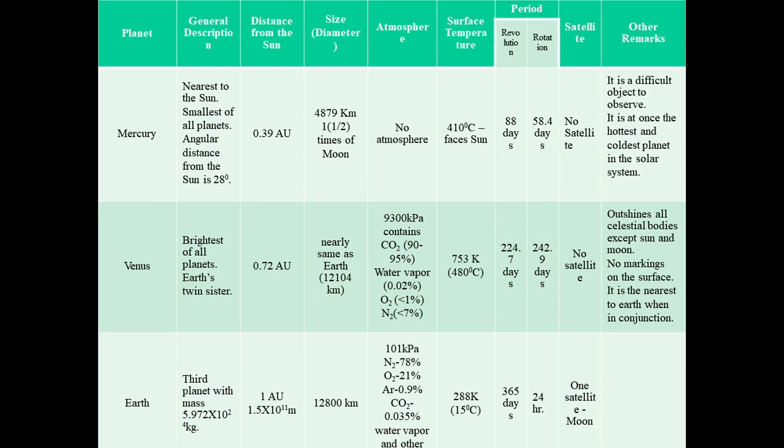When we consider the distance of Venus from the sun, it is 0.72 astronomical unit. Its size is nearly the same as that of Earth. Its diameter is 12,104 kilometers. You know that the diameter of Earth is 12,800 kilometers. So it almost resembles the Earth, and it is otherwise called Earth's twin sister.